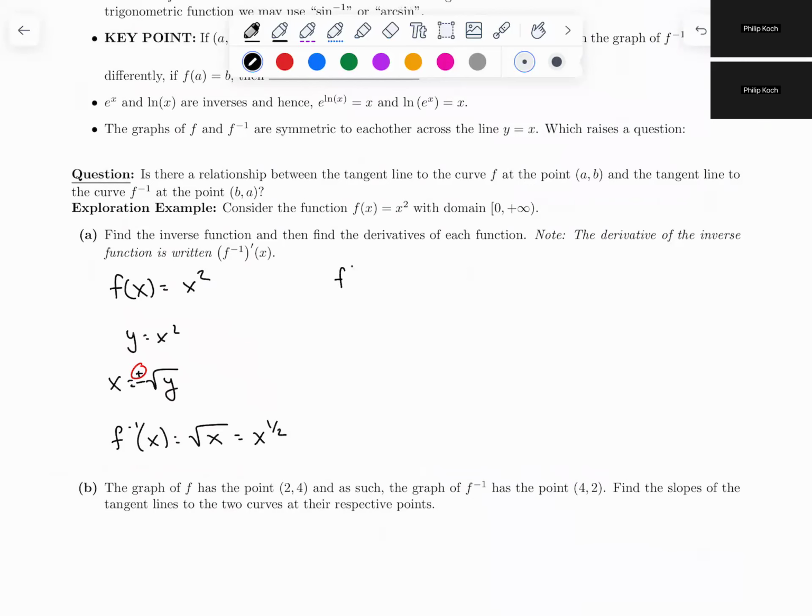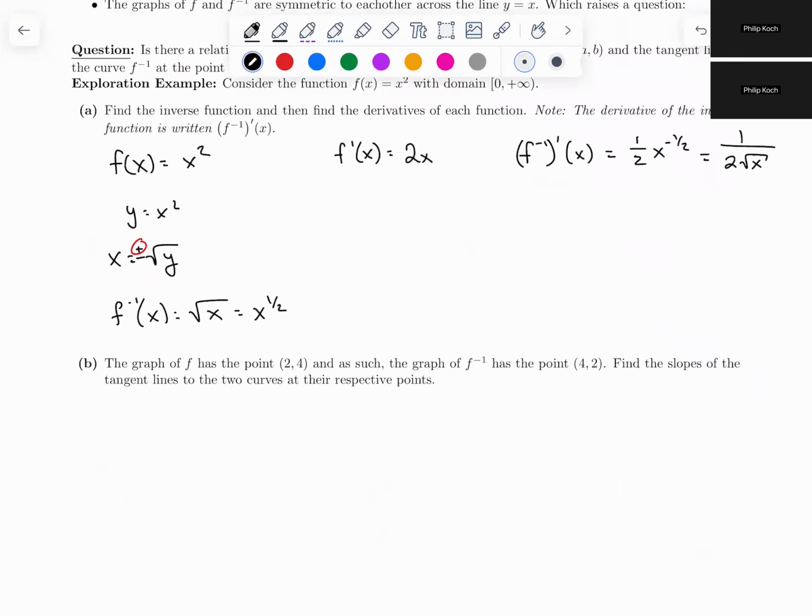So f prime of x is going to be 2x, and f inverse prime of x is going to be 1/2 x to the negative 1/2, or preferably 1 over 2 square root x. So I'm seeing a little bit of symmetry, right? But not too much. One of them is 2x and the other is 2 square root x. How does that relate? Mathematicians were kind of baffled for a little bit. Inverse functions are pretty nice, so shouldn't it be like 1 over 2x or something like that? Or 1/2 x? Who knows?